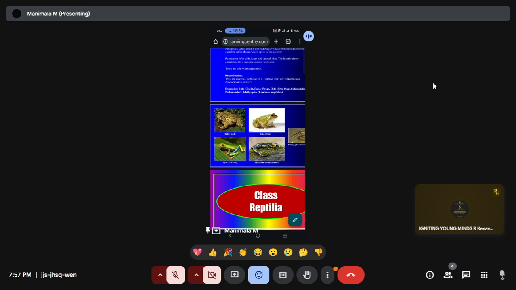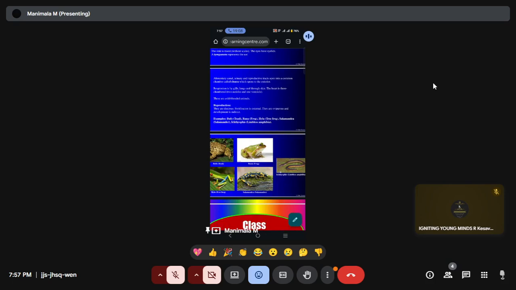Mostly in the larval stage, amphibians look like fishes because they have a tail and can swim in the water. After completion of the larval stage, they undergo metamorphosis into adults. The adults are morphologically different from the tadpoles. Then they can come out of the water and respire with the help of lungs and skin. So this is about the amphibians.